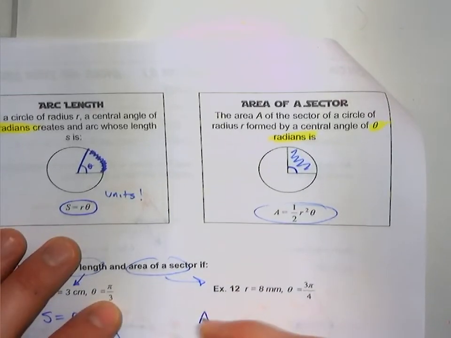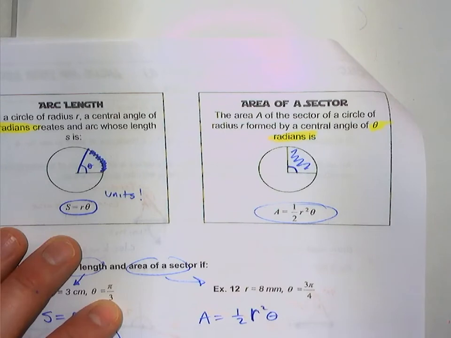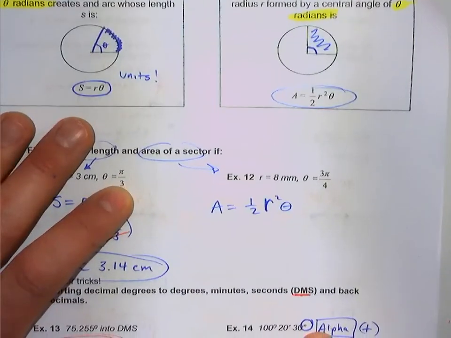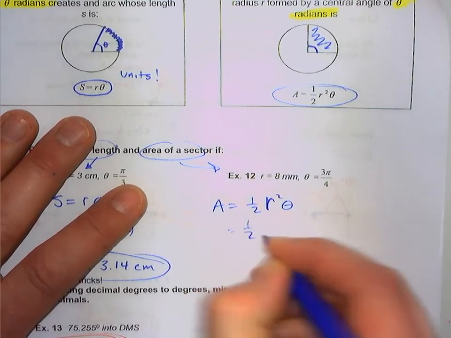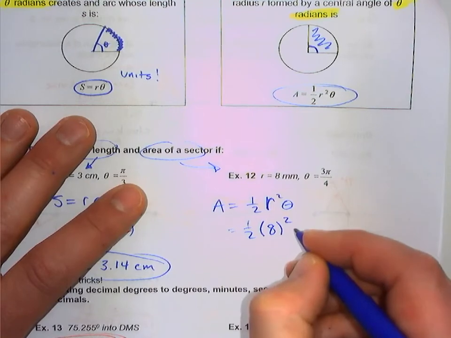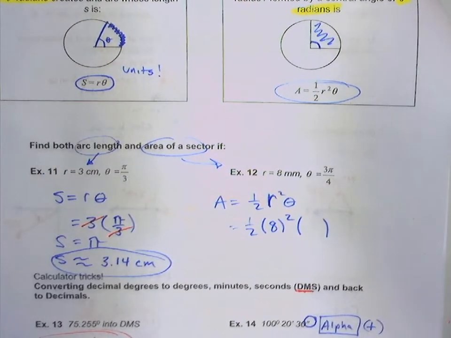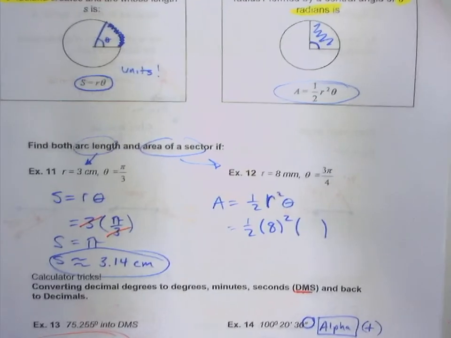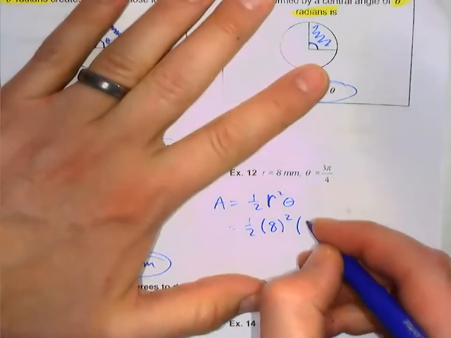All right, so I've got 1/2 r squared theta. I'll just write the formula for you guys. So I've got 1/2 r squared theta. I've got 1/2, r is 8, squared, and then theta. Is that in radians? Does it say like 1.7 radians, or does it have a pi in it? Yes, right? It has a pi in it, so that is in radians.